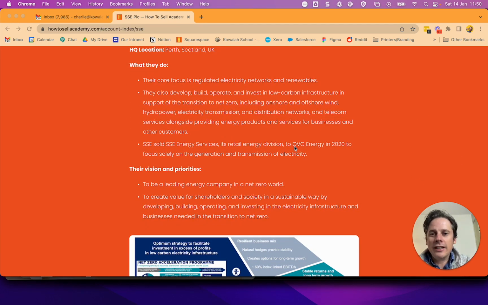And then what you'll find is, in human language again, what is it that they do? So their core focus is on regulated electricity networks and renewables. This company used to provide energy to consumers like myself, but here we describe that was sold off to another company, OVO Energy, in 2020. So they're just focused on generating and transmitting electricity.